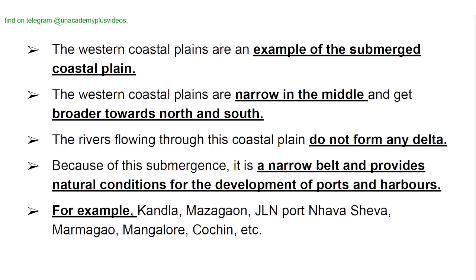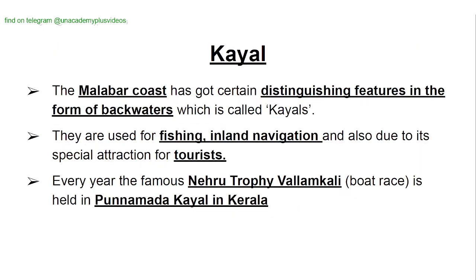The rivers flowing through this coastal plain do not form any delta. Because of this submergence, it is a narrow belt and provides natural conditions for the development of ports and harbors. For example, Kandla, Mazagaon, Jawaharlal Nehru Port, Nhava Sheva, Marmagao, Mangalore, and Cochin, etc.